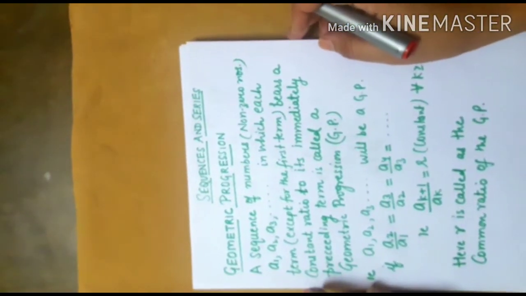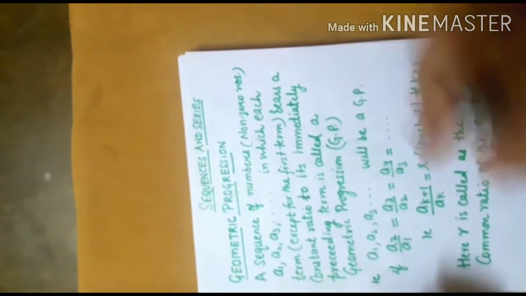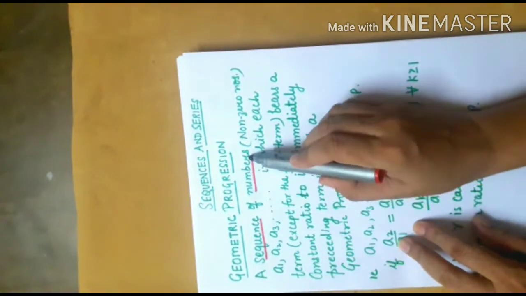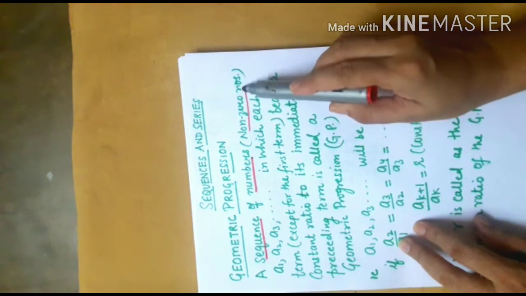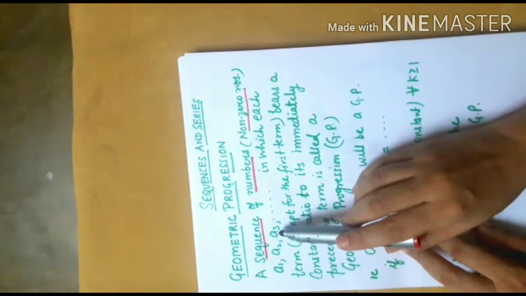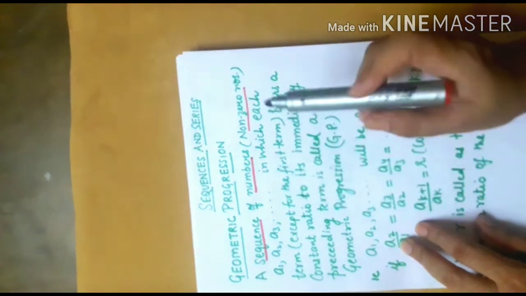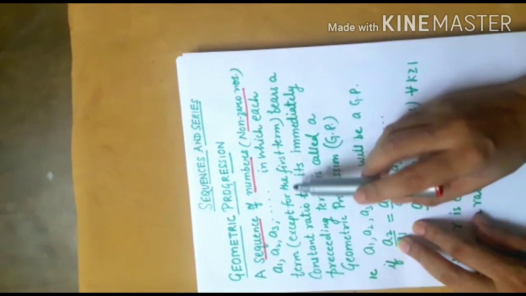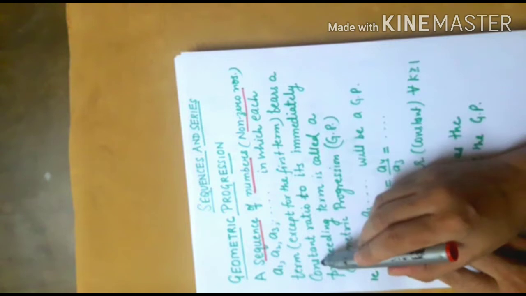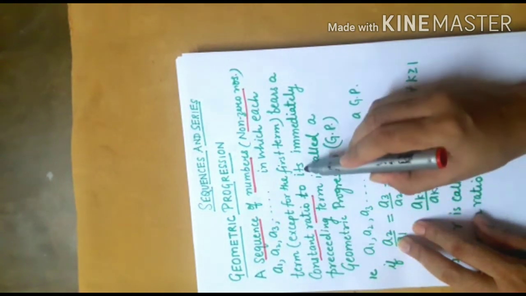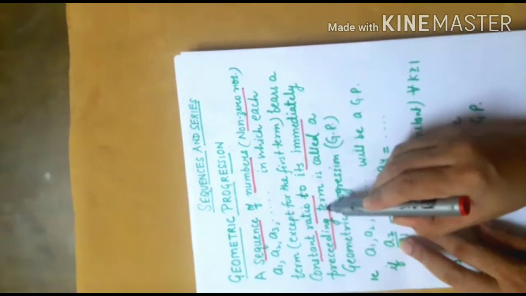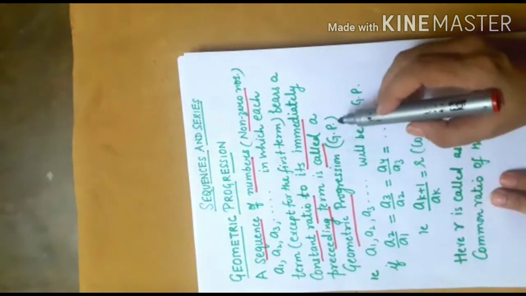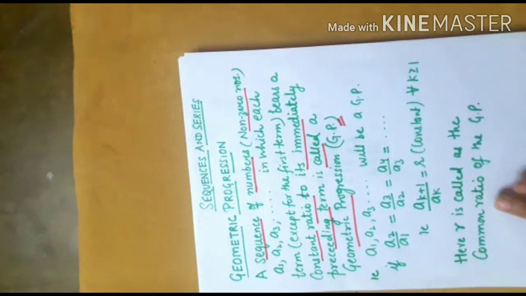Today we will discuss geometric progression. A sequence of non-zero numbers a1, a2, a3 and so on, in which each term except for the first term bears a constant ratio to its immediately preceding term, is called a geometric progression or a GP.